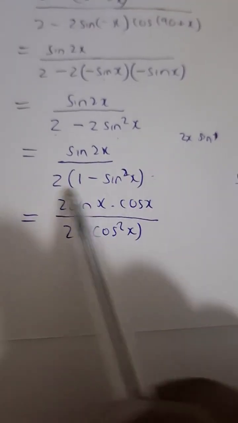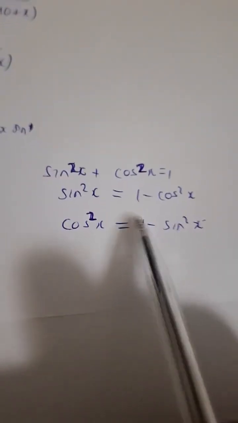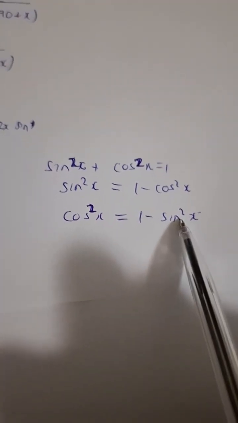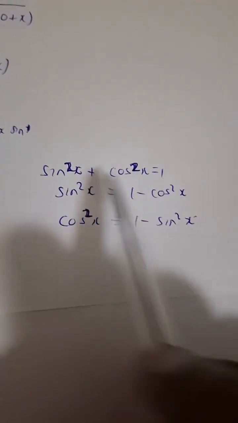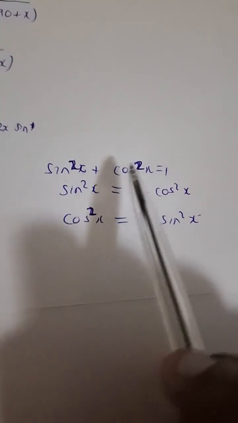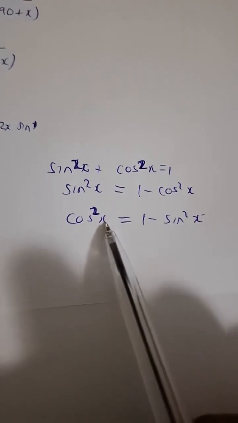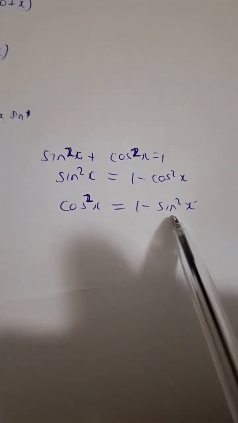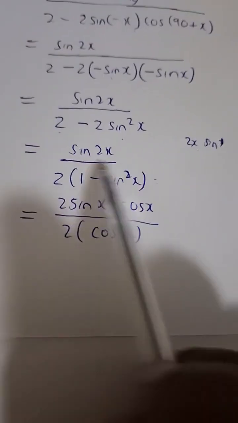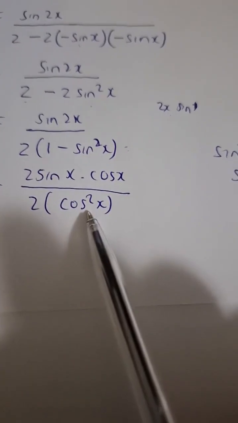1 minus sine squared x can be written as cos squared x. Where did I get that from? That's from the identity. Remember, sine squared x plus cos squared x is equal to 1. If I make sine squared x the subject, I take cos squared x over, it's 1 minus cos squared x. If I make cos squared x the subject, I take the sine squared x over, I change the sign, I have 1 minus sine squared x. So I've just substituted 1 minus sine squared x and written cos squared x.